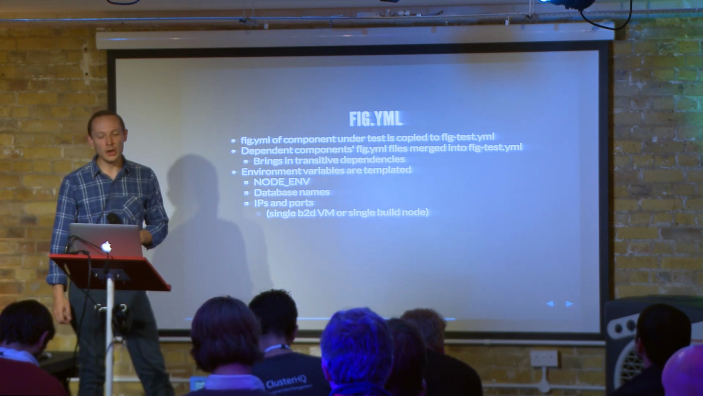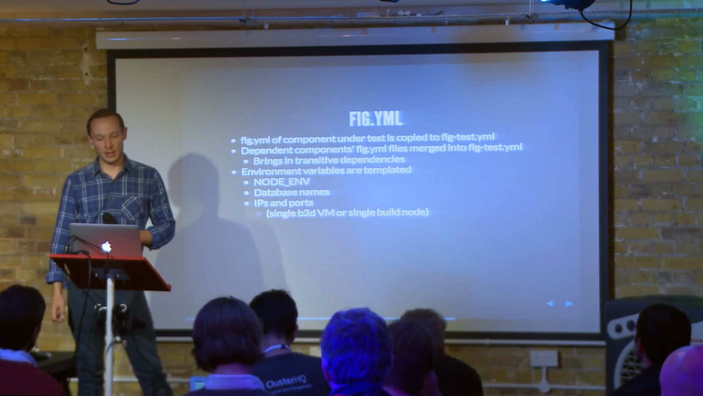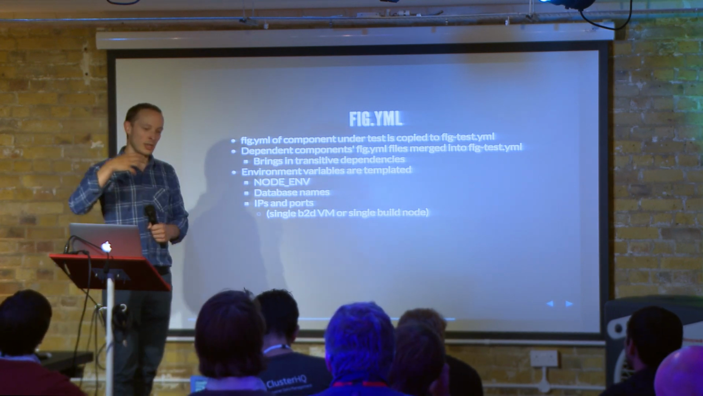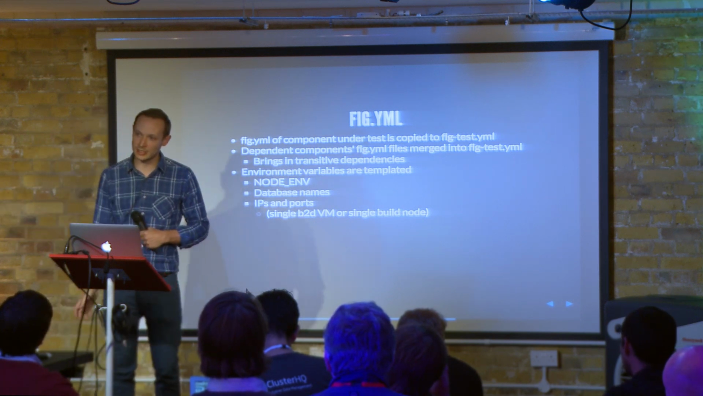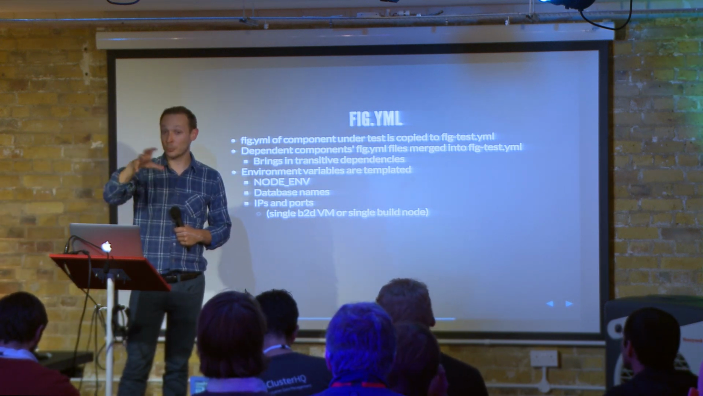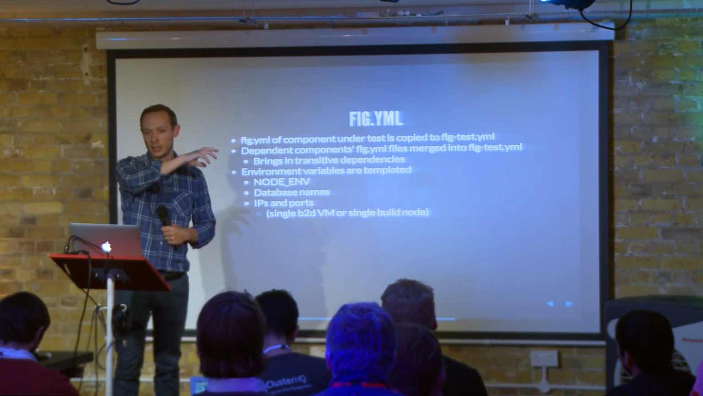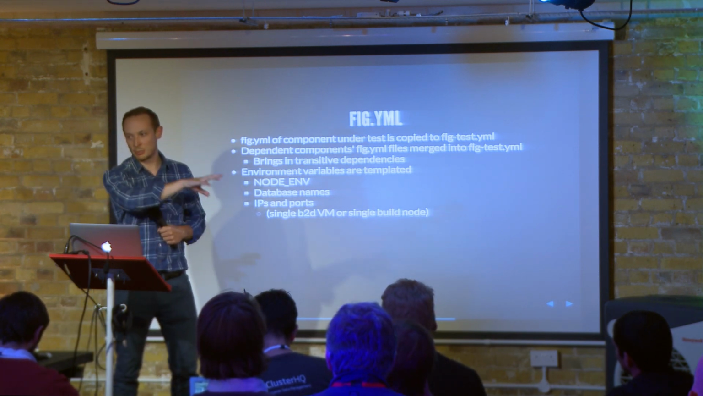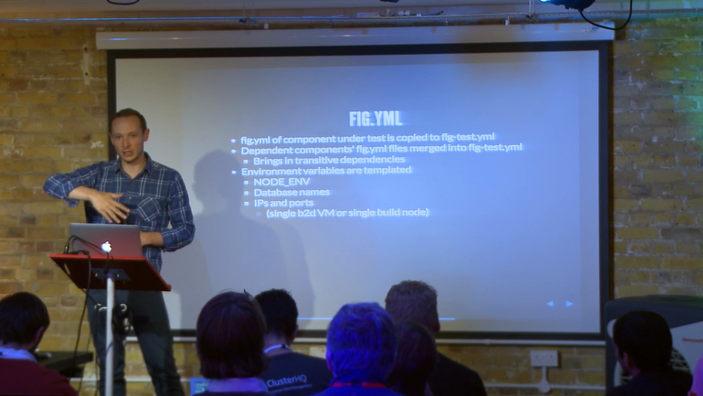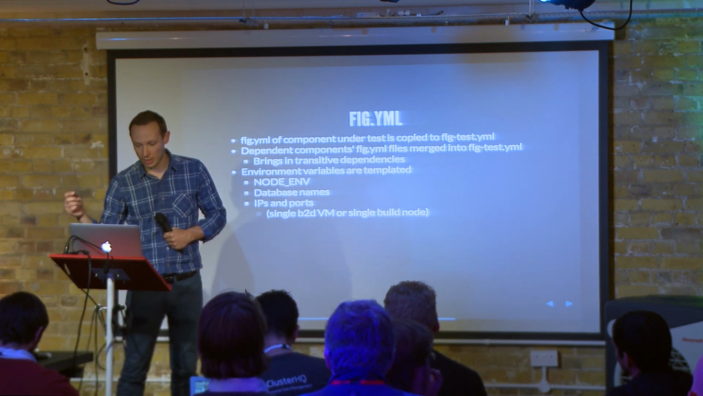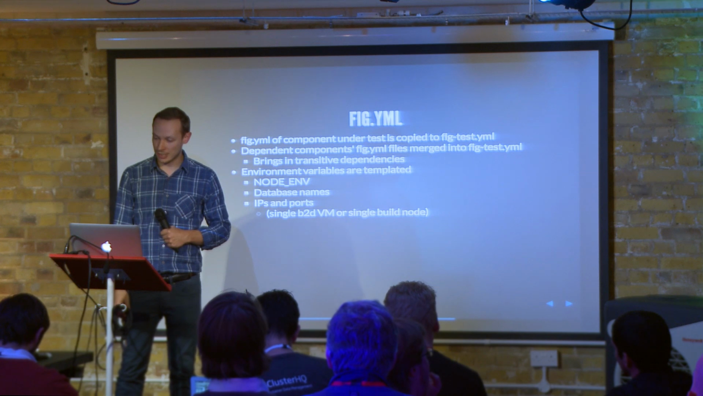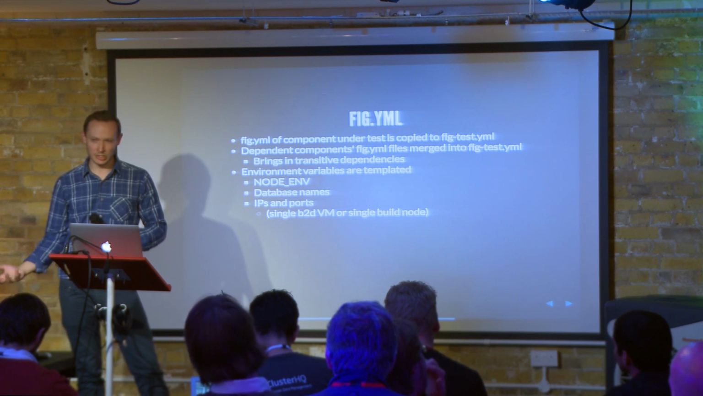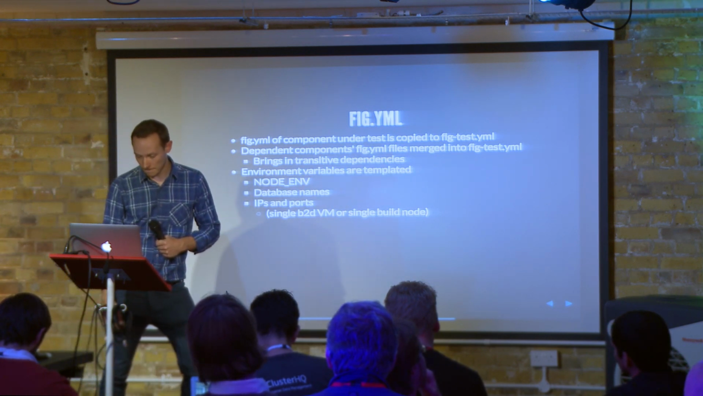So the fig YAML of the component under test is copied to a separate file. Then the dependent components of that component, so for example, we have a contact center, which is an AngularJS application which relies on an API, which also has a transitive dependency on Couchbase. We don't want the configuration data for Couchbase to be in the contact center. We don't want to have to repeat ourselves, and it's a separation of concerns. So we just copy that data, merge it into the fig test YAML, and template through various environment variables. So we know we've got at least some form of consistency as well as we can guarantee it.